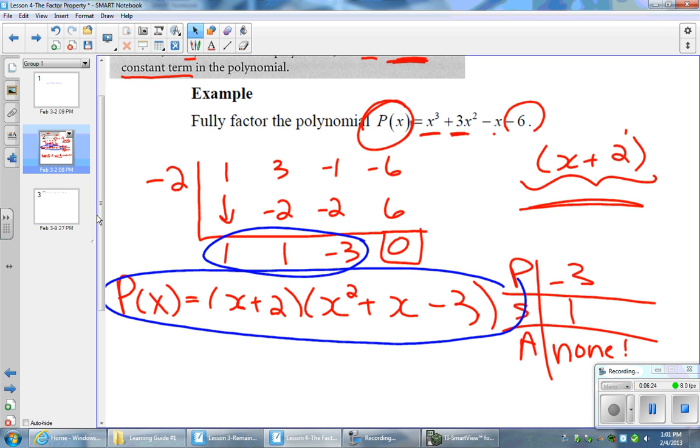And that's how you use the factor theorem along with the factor property to factor polynomials.